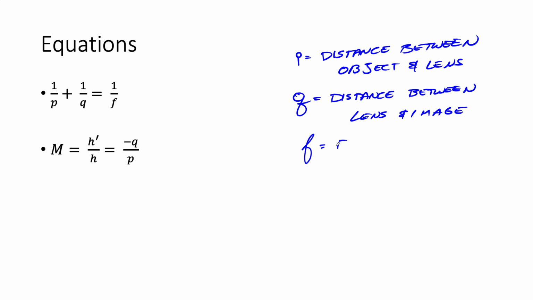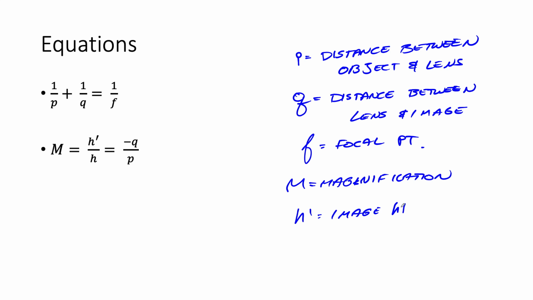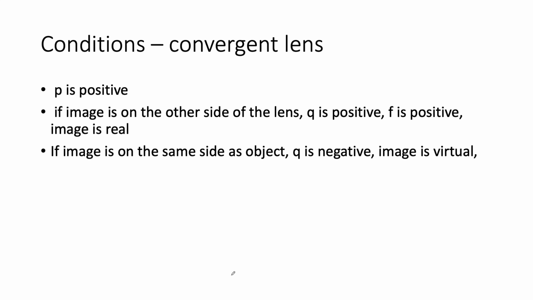F is the focal point. M is magnification. And H prime is image height. And H is object height, or whatever dimensions we're looking at. All this is what we're going to be looking at today, the same set of equations we were working on last week, or before spring break.